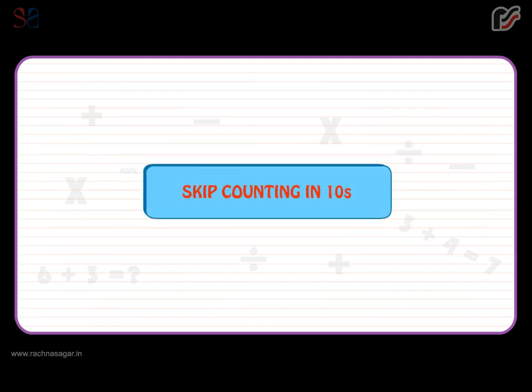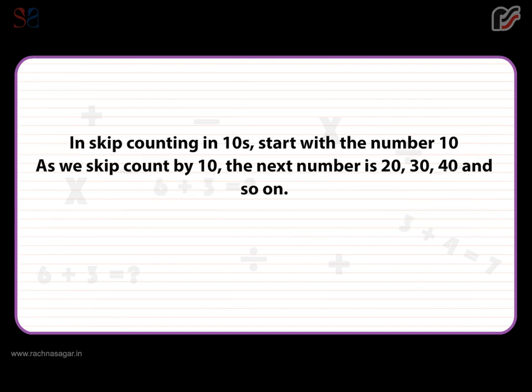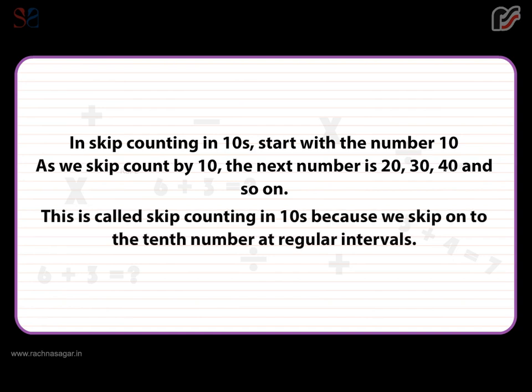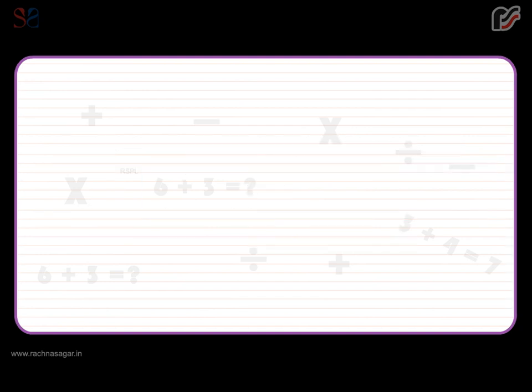Skip counting in tens. Start with the number 10. As we skip count by 10, the next number is 20, 30, 40, and so on. This is called skip counting in tens, because we skip on to the 10th number at regular intervals.